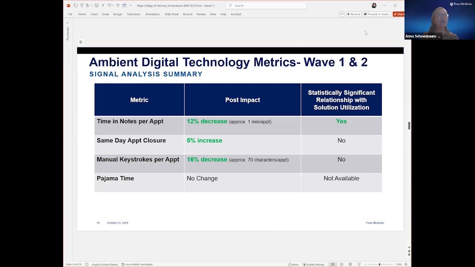So is that note bloat or is that increased quality? Only time will tell whether or not that has increased quality. And so maybe that will help with better coding, better diagnosis. So it's just something to keep in mind there.